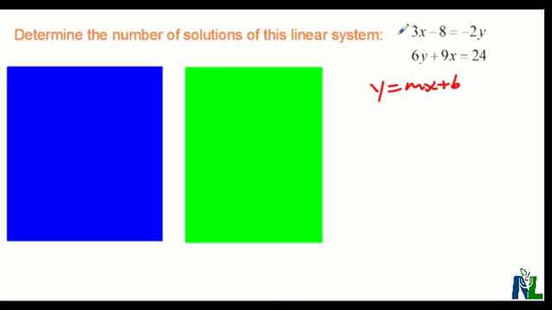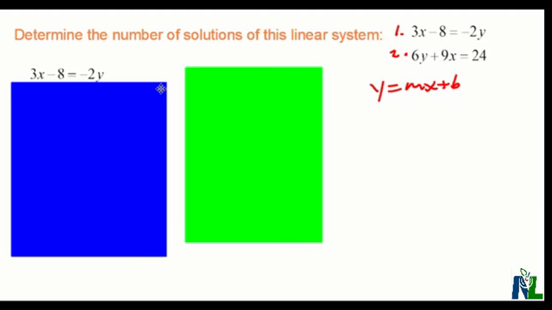3x minus 8 equals negative 2y. I'll call that equation 1. 6y plus 9x equals 24. I'll call that equation 2. Let's consider equation 1. 3x minus 8 equals negative 2y. The first thing I'm going to do here is switch the right and left sides.